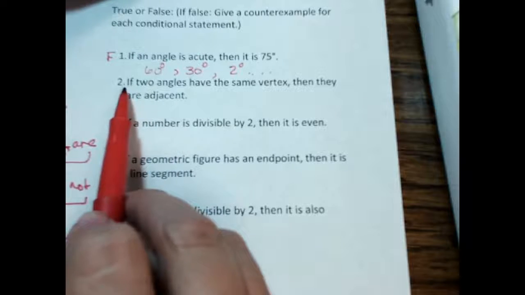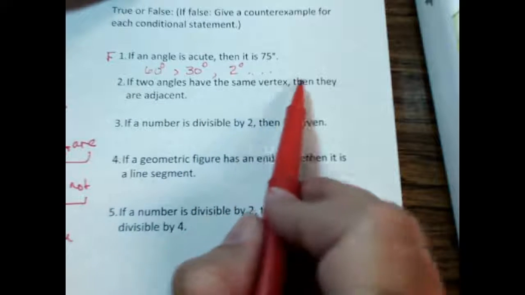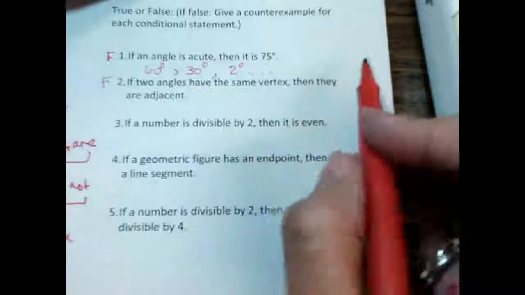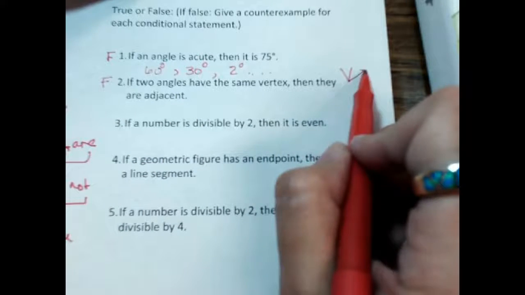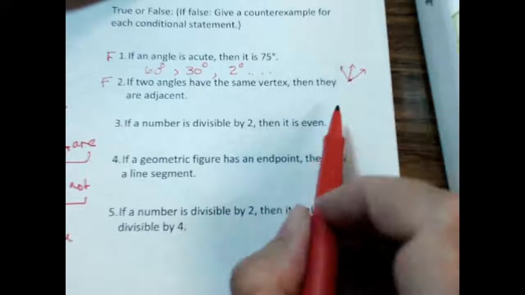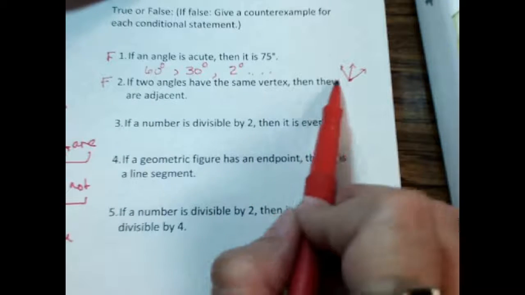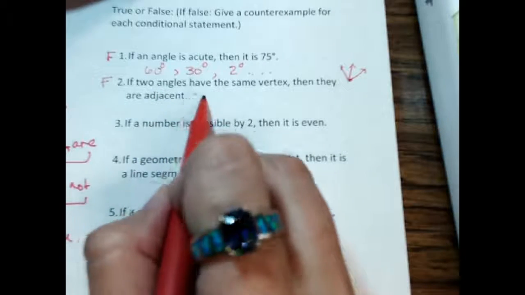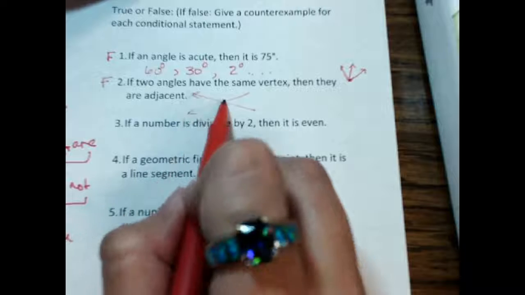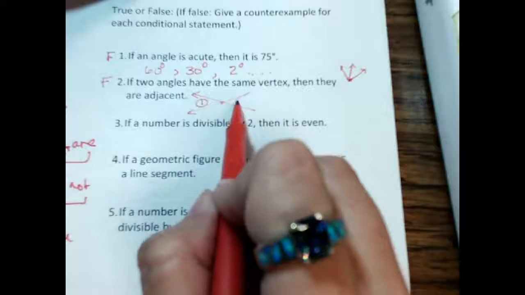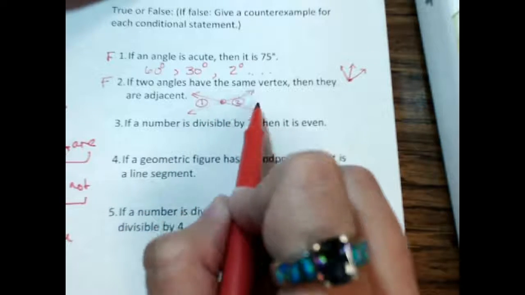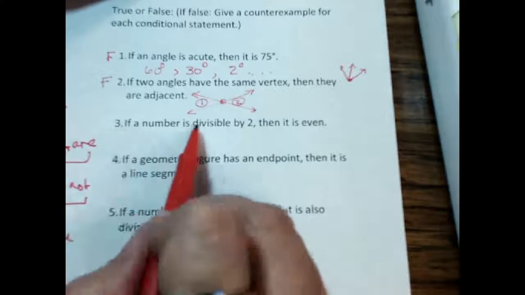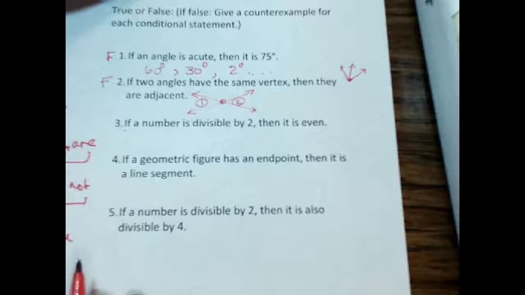The next one, if two angles have the same vertex, then they are adjacent. Well, I could draw it like this, the vertex of the angle is this point right here. This would show one where the two angles have the same vertex and they are adjacent. But for a counterexample, I could show it like this. This angle here, number 1 and number 2, they have the same vertex, but they're not adjacent. So that's a counterexample.